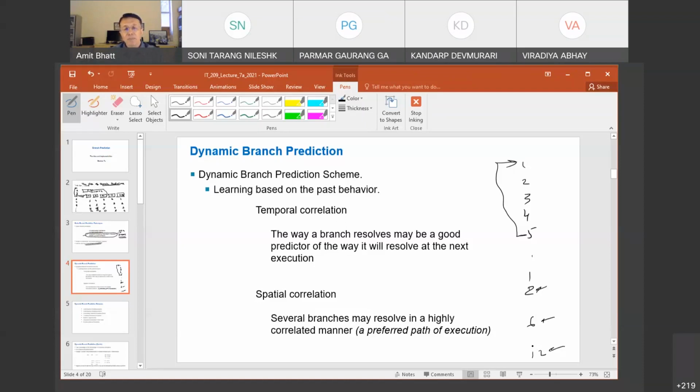So this is known as spatial correlation. If anyone has any question, you can stop me and ask the question.